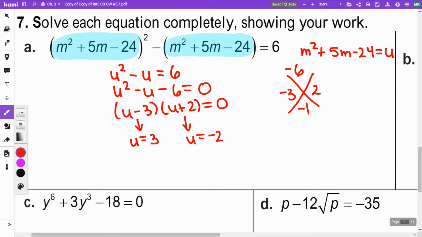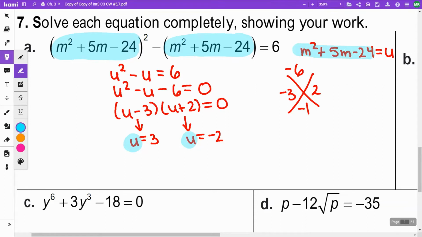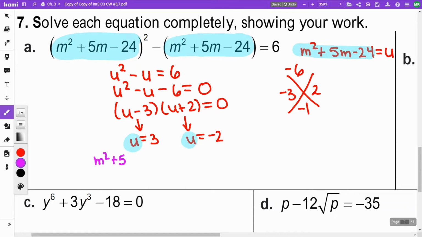Which would be nice if I had a u in my problem, but I did not. Remember, there was an m squared plus 5m minus 24, not a u. So I am going to rewrite in place of the u, m squared plus 5m minus 24. So I'm going to have m squared plus 5m minus 24 equals 3. I'm going to have m squared plus 5m minus 24 equals a negative 2.